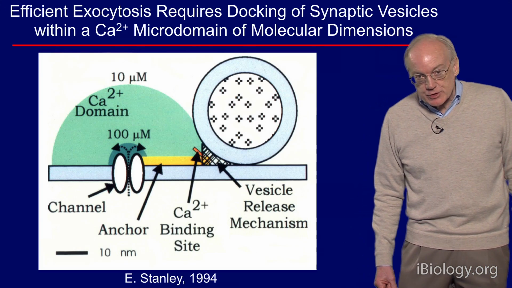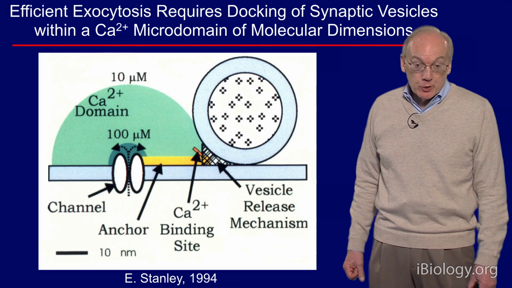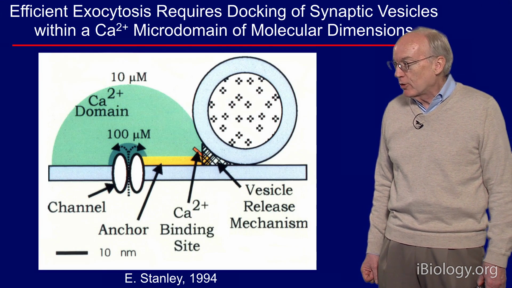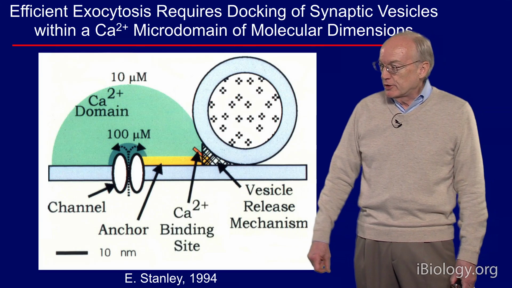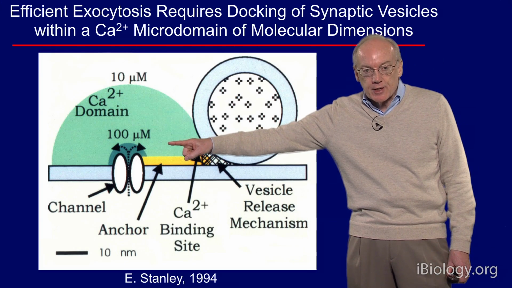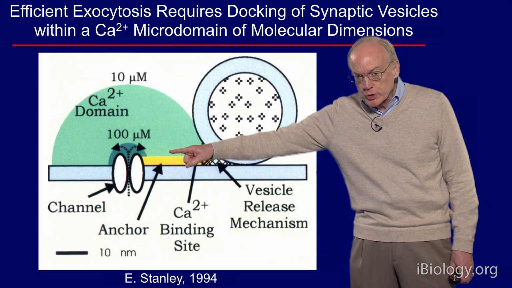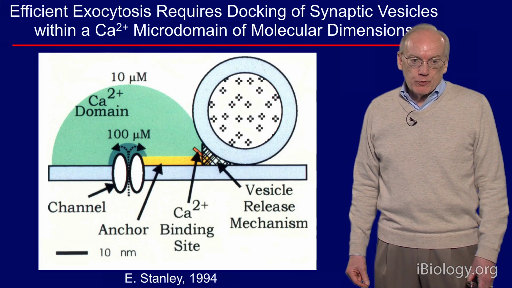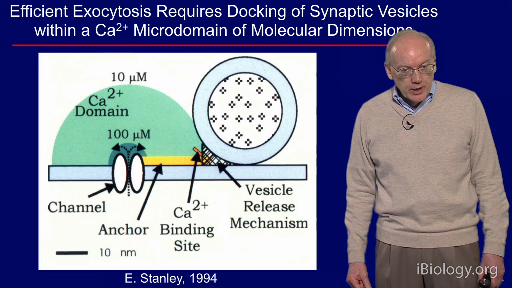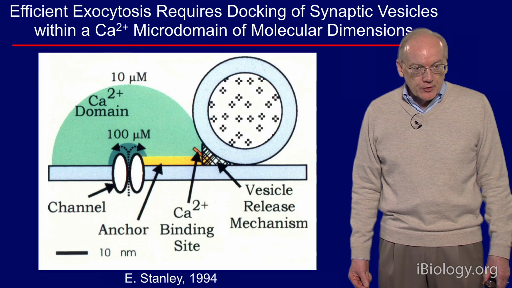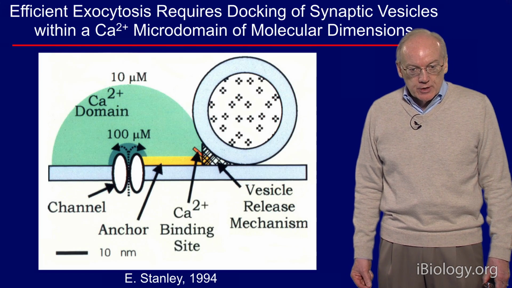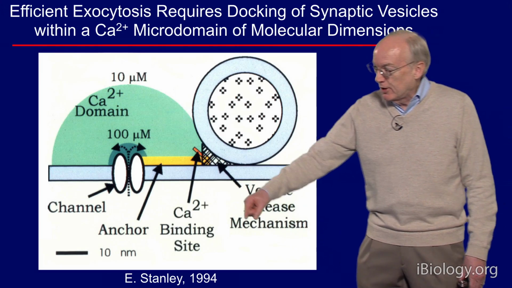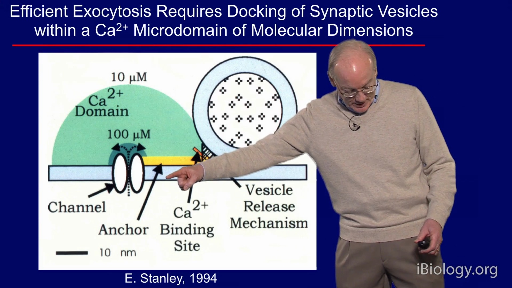So this slide illustrates the concept that efficient exocytosis at a synapse requires docking of synaptic vesicles within a calcium microdomain that really is of molecular dimensions. It's about 10 times the size of the calcium channel molecule itself. So it's a small space in the cell. And at an active zone, the area of a nerve terminal where calcium channels are located, synaptic vesicles are docked for exocytosis, and synaptic transmission takes place, there is a signaling complex, a very large signaling complex centered on the calcium channel as the source of calcium.